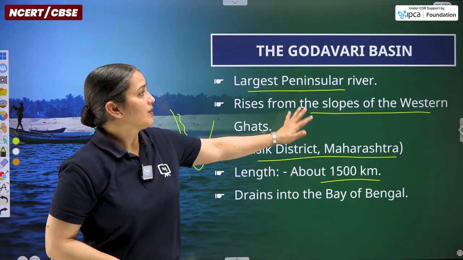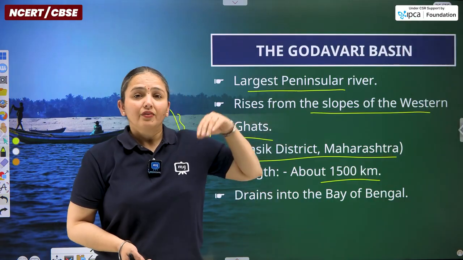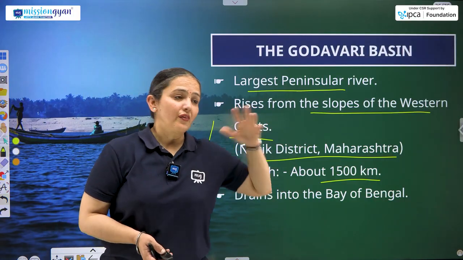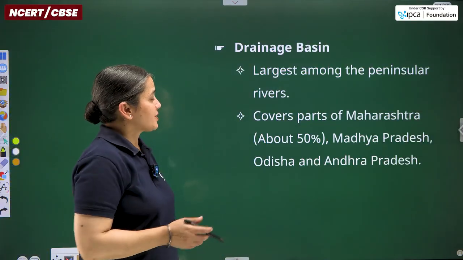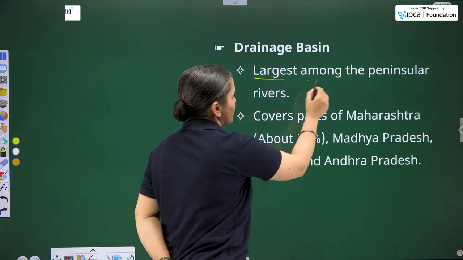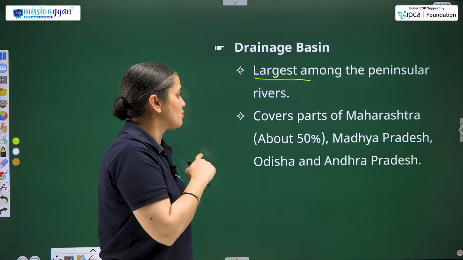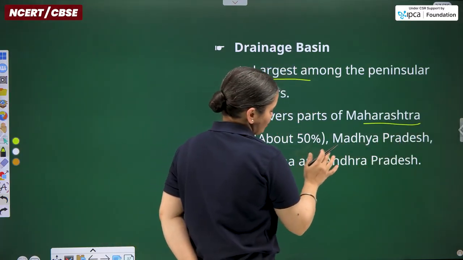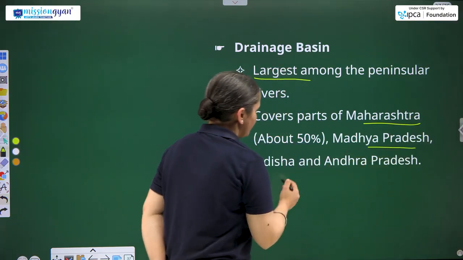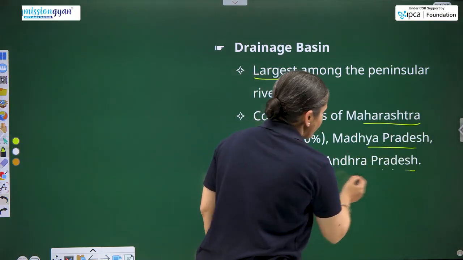Now we are discussing the rivers that have eastward flow and drain their water into the Bay of Bengal. Its drainage basin is the largest among the peninsular rivers because it is the largest river also. It covers part of Maharashtra, about 50% of Maharashtra, then Madhya Pradesh, Odisha and Andhra Pradesh.